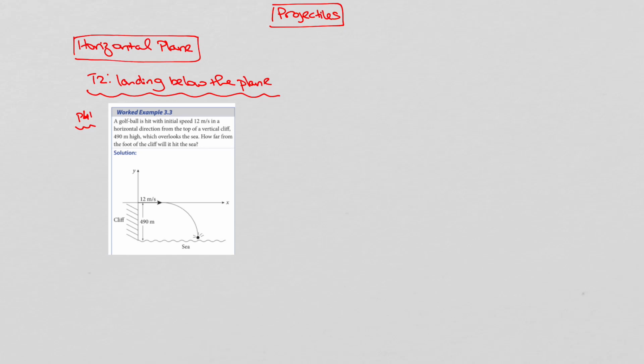Projectiles, horizontal plane, type 2, landing below the plane. It's important to note before we start this example that when we refer to SY, SY is the distance above the plane. So in these questions, when we're landing below the plane, the distance is going to be negative.